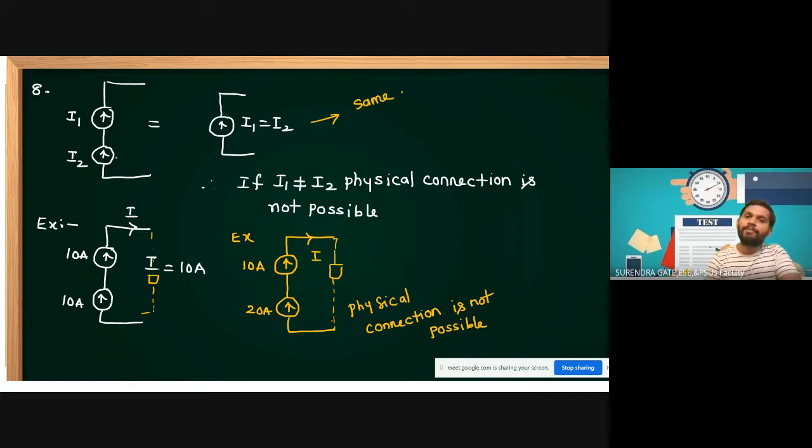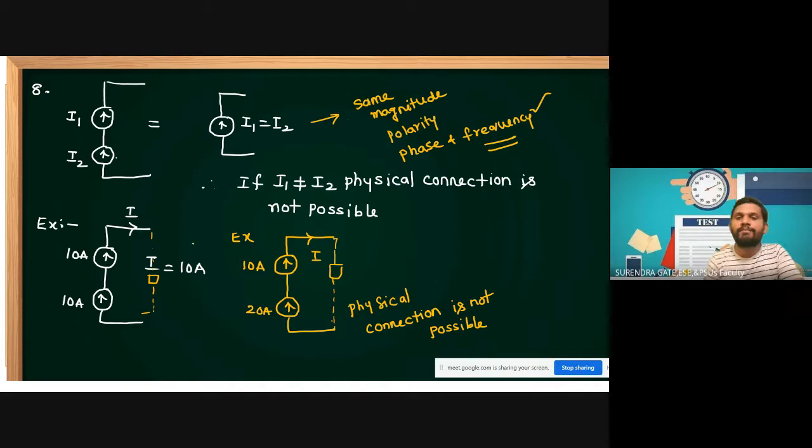The two sources must have the same magnitude, polarity, phase and frequency, even for AC sources, frequency also. Okay, students, this is about equivalent circuits with respect to sources. This is about today's session.